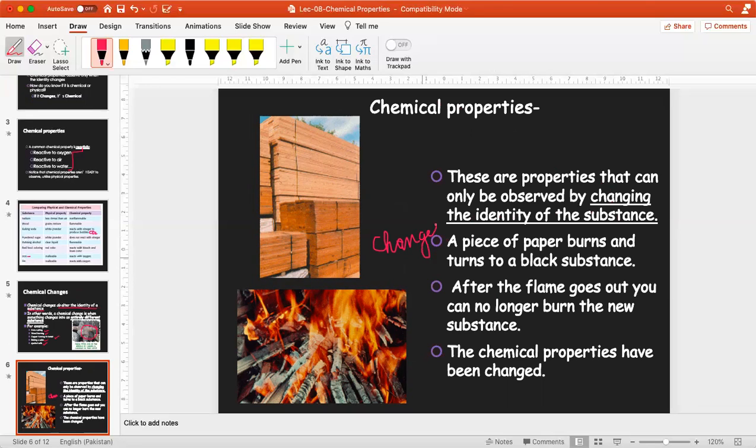These are the changes. Both of these examples are examples of chemical change. A piece of paper burns and turns into a black substance, so ash. Okay, chemical change. After the flame goes out, you can no longer burn the new substance. This is a chemical change, so chemical properties have been changed.